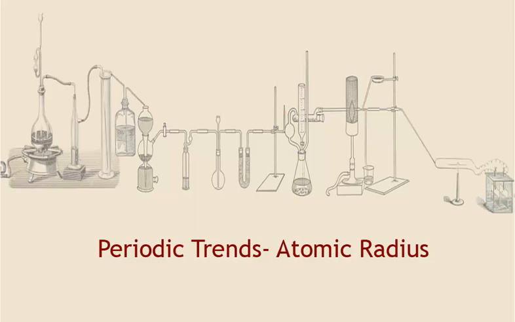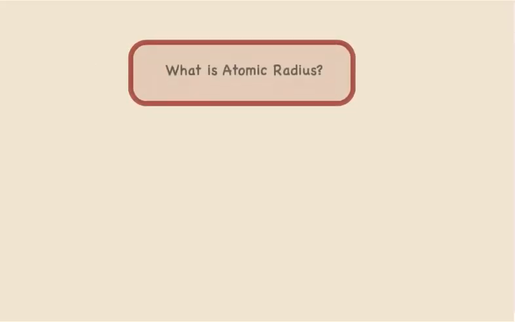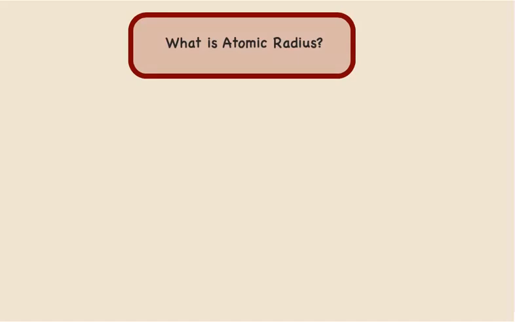In this video, we are going to talk about the periodic trends in atomic radius. Let's start with the definition of atomic radius. If the atoms were in sphere shape like billiard balls, it would be easy to measure the atomic radius, right? Because they would have a fixed and defined radius.